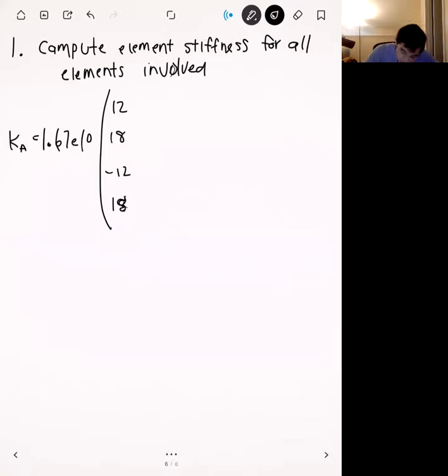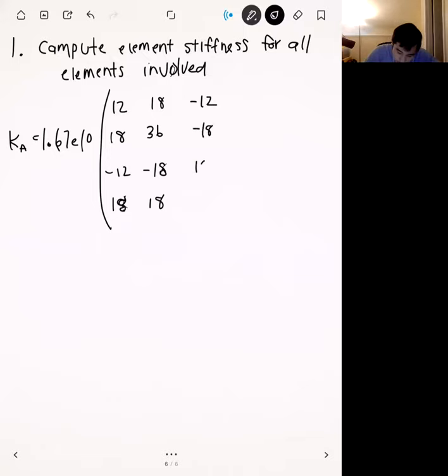Next, we have 6L, and so we have 18 here. Then we have a 4L squared. And so we have 4 times 3 times 3, which is 4 times 9, which is 36. Okay. Then we have a minus 6L, and so we have a minus 18 here. And we have a 2L squared here, which is going to be 2 times 3 times 3, which is 18. Then we have a minus 12. Then we have minus 6L, and so that's going to be a minus 18.